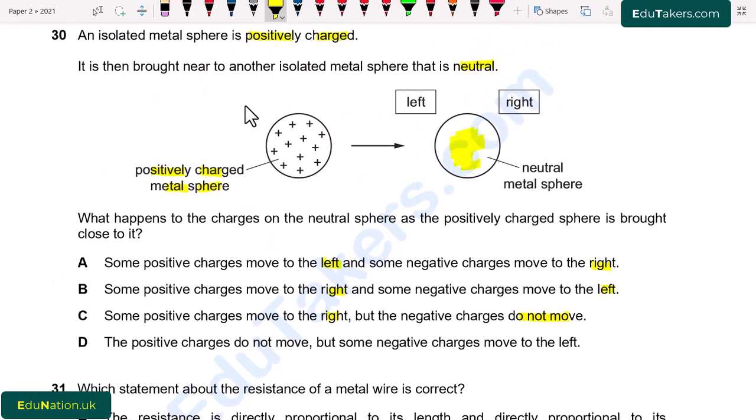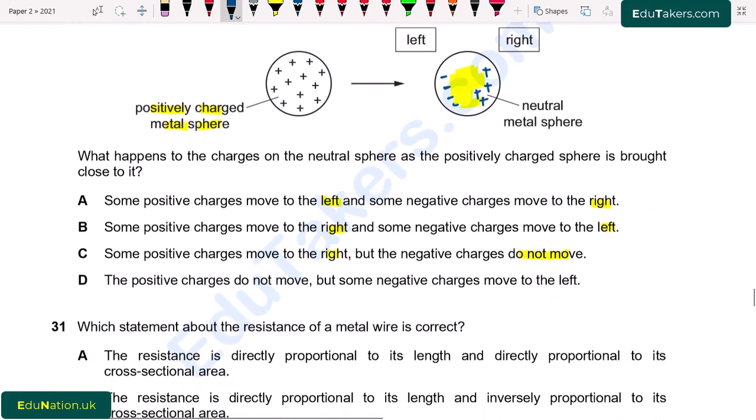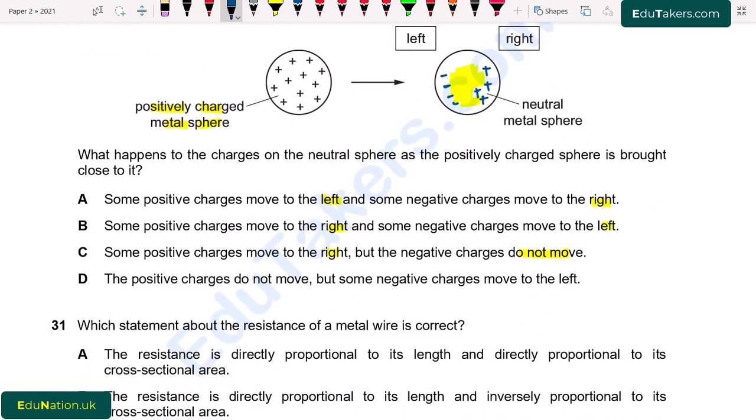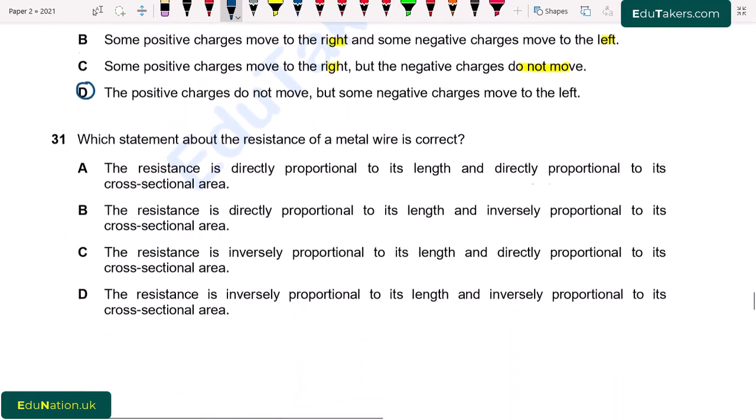So first of all, we can see from this diagram that when the positively charged metal sphere is brought near the neutral metal sphere, then what will happen? Here will be negative charge. Because opposite charges attract each other, it means that some of the negative charges move towards the left, due to which there will be positive charges on the other side. But these positive charges do not move. So, here option D is correct. The positive charges do not move, but some negative charges move towards the left.